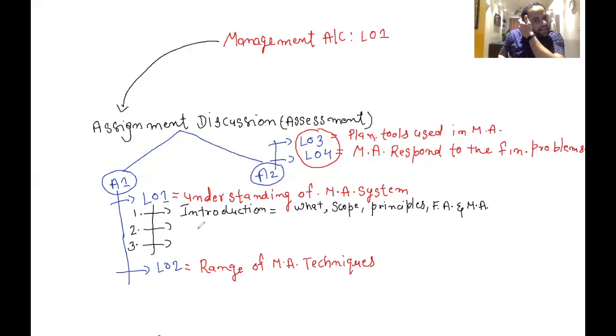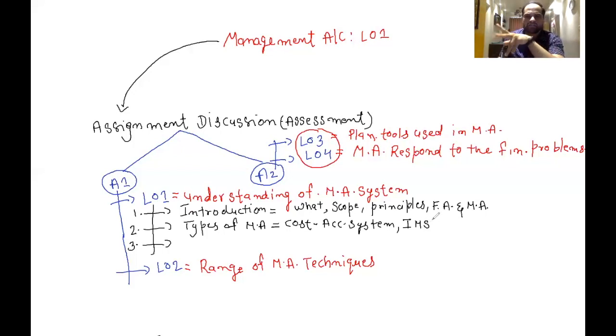And the second lecture is about different types of management accounting, right? In these different types of management accounting, you're going to learn about cost accounting system, or cost accounting information. Next one is inventory management system, which is just in time, just in case, right?